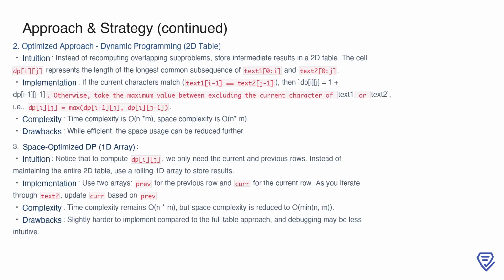This leads us to the space-optimized DP approach, which uses a rolling 1D array. In this method, instead of storing the entire 2D table, we only maintain the current and previous rows. By iteratively updating these arrays, we achieve the same result with reduced memory usage. Although this approach has the same time complexity, it reduces the space complexity to O(min(n, m)). However, it introduces slight implementation complexity and can be less intuitive to debug.